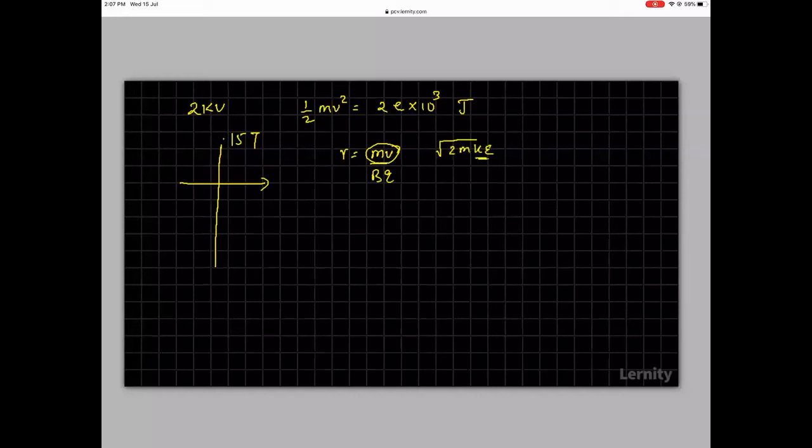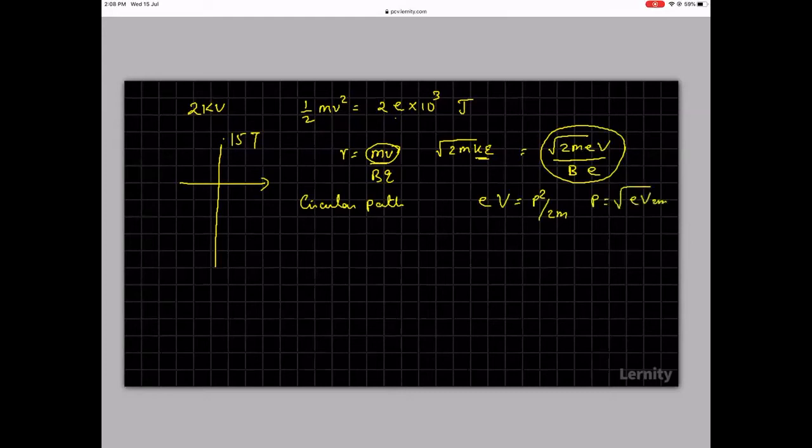Now what is KE equal to? KE will be equal to e into V, so p is equal to root over of 2meV. This is the momentum, so this divided by B into e will give you the radius in the first case. So in the first case, it will move in a circular path such that eV is equal to p squared by 2m. So p is equal to root over 2meV. You apply all this and then you get your answer.